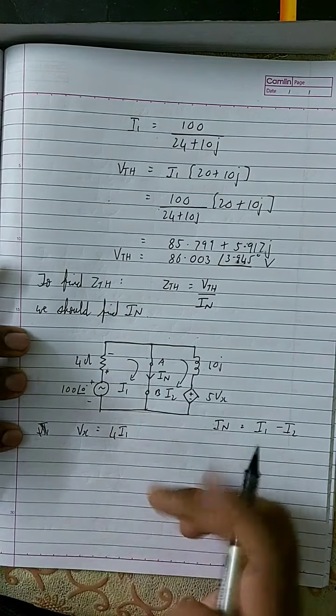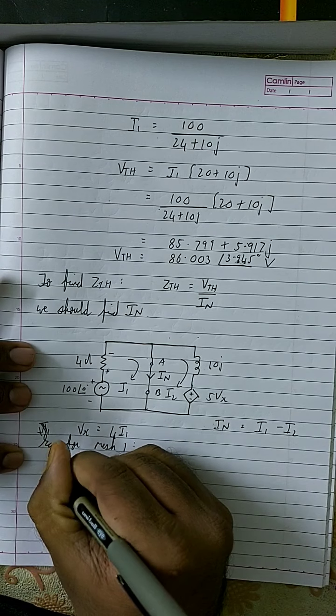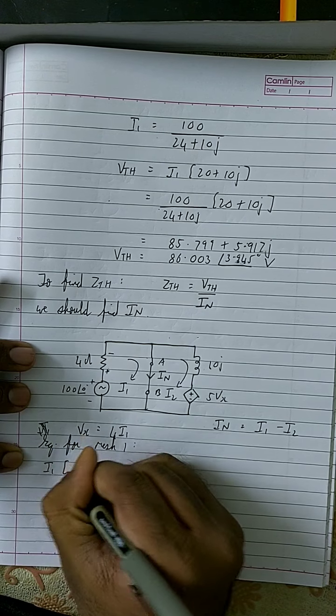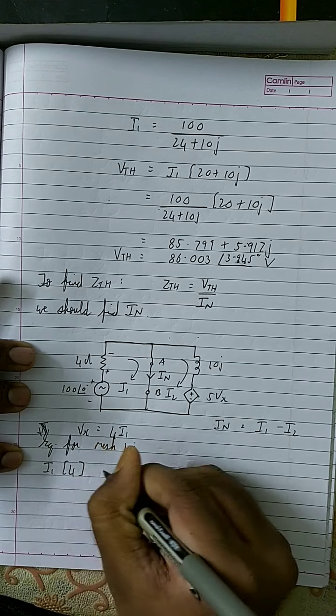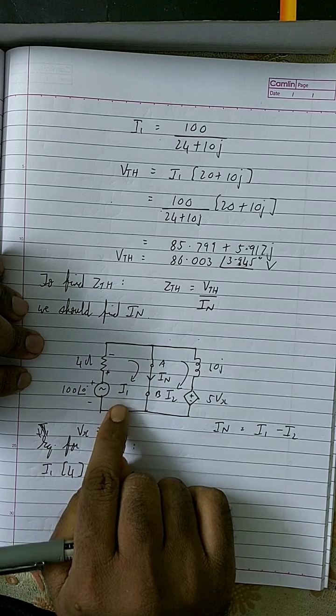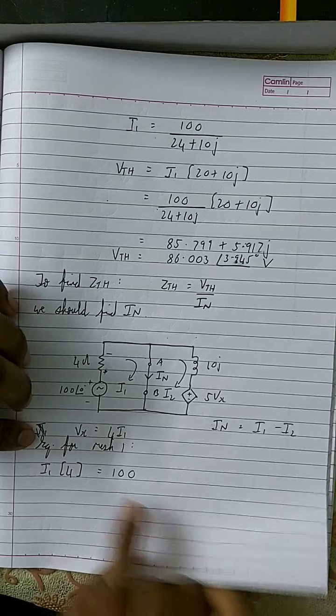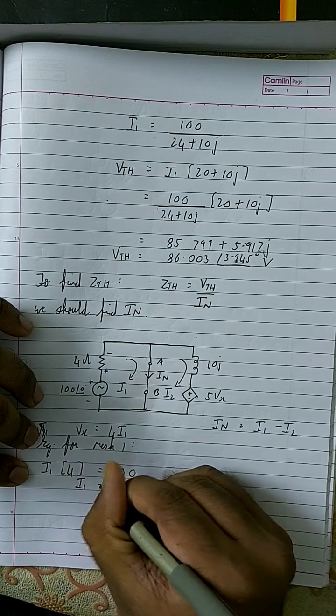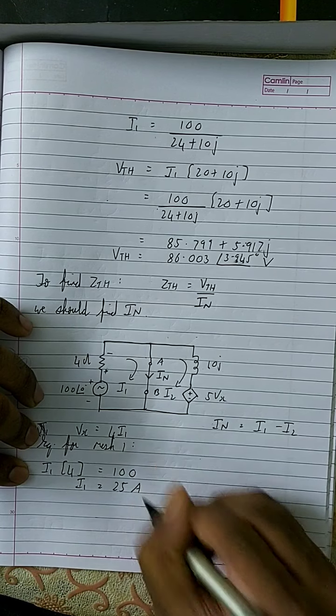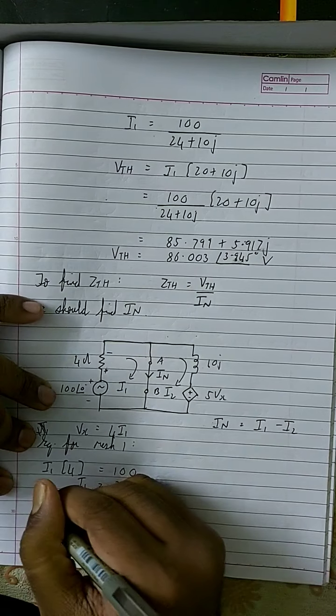Equation for mesh 1. Okay, it is I1 into 4 is equal to 100, right? Why is it plus 100? Because the current is flowing out of the positive terminal of this 100 volt battery. That's why it is so. Therefore, I1 is equal to 25 amperes.